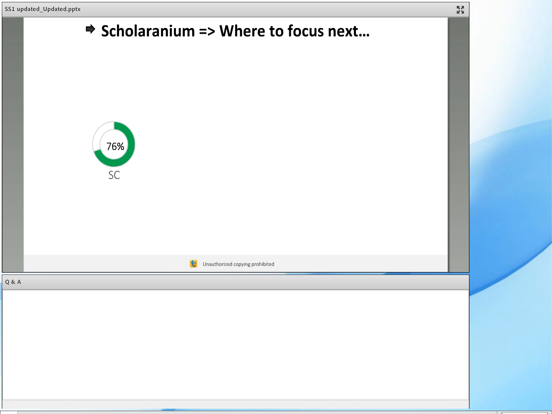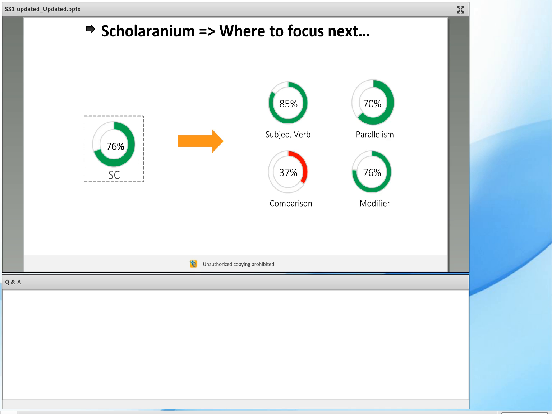So in 30 minutes, or rather 22 and a half minutes to be precise, you can figure out what your sentence correction ability is. Not only that, it'll tell you that if you've not hit your target, where are you faltering? So in this case, it's very clear that this person needs to focus on comparison. Now, the beauty of this is you can go back to the comparison module, revise certain sections again, come back and take another ability quiz.